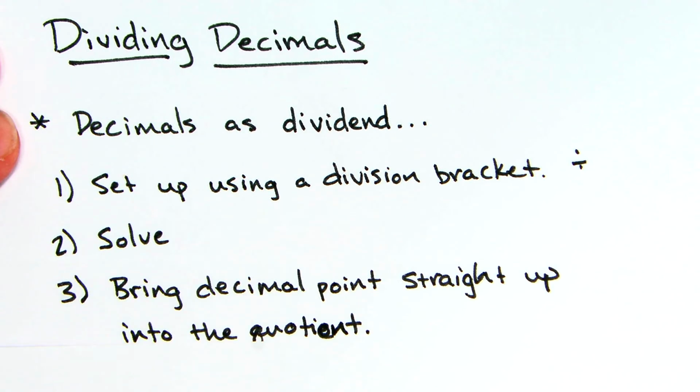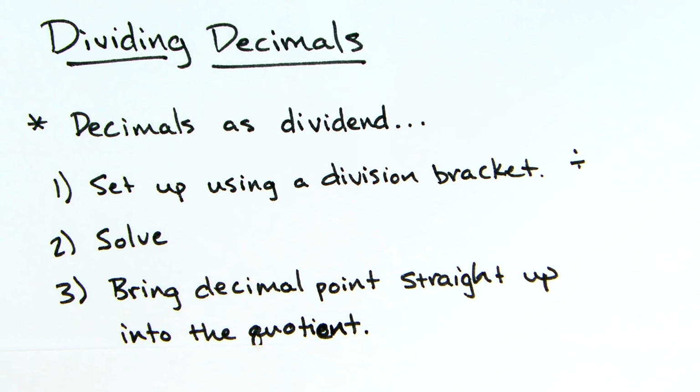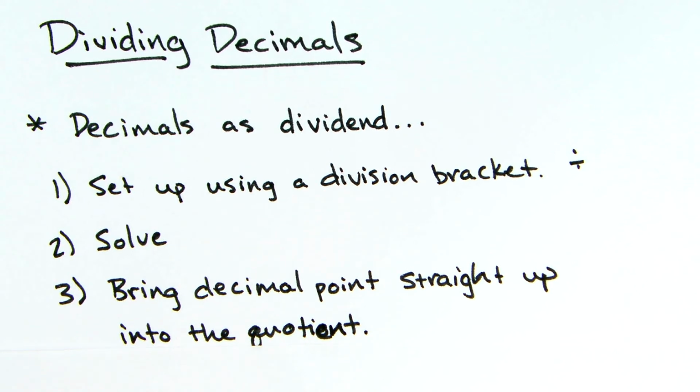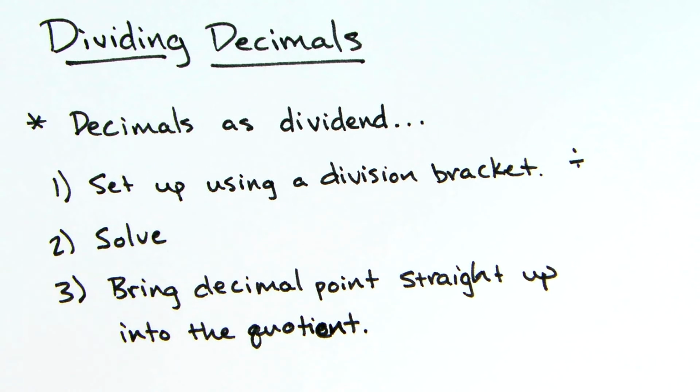You've been solving division ever since third grade. And finally, we want to bring the decimal point straight up into the quotient. This is a little different than multiplication. It's kind of most similar to addition and subtraction. Instead of bringing it down, we're taking it up. All right, let's take a look at an example here so we can put these steps into practice.